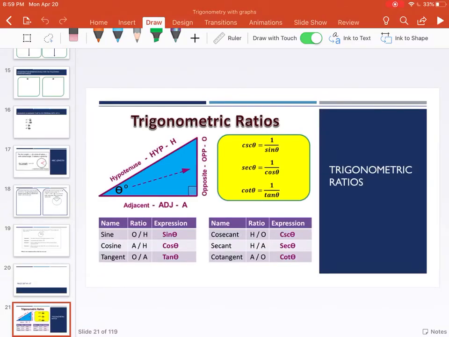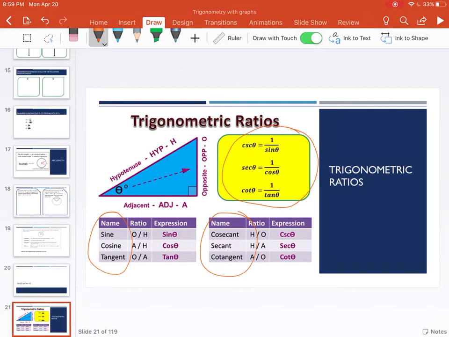Okay, so today we're going to look at trigonometric ratios. Three are the primary trigonometric ratios you're already familiar with: sine, cos, and tan. But the new three trigonometric ratios, we call these the reciprocal trigonometric ratios. Okay, these would be new.